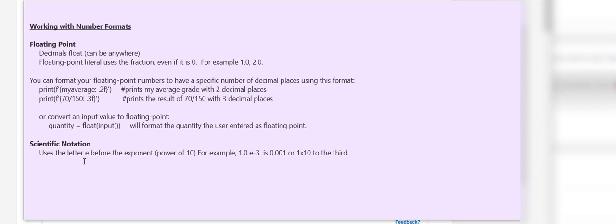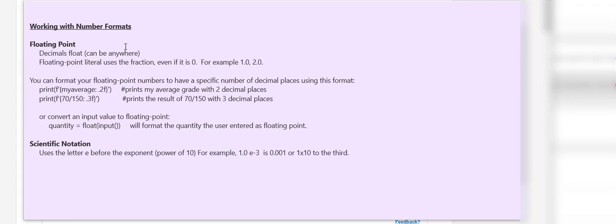When you're looking at scientific notation, it's basically exponent power of 10. So if you have 1.0 e to the third, it's the same as 1 times 10 to the third. And basically all you're doing is, let's say if you have e to the third, you're moving the decimal place 3 places. So that's going to give you 3 decimals after that decimal place.